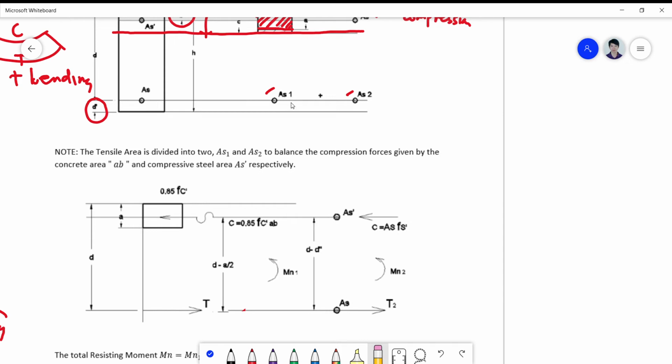We can actually do it separately, but it's easier to always look into this concept for you to understand, no? But actually, the steel area for AS1 and AS2 may or may not be treated separately.